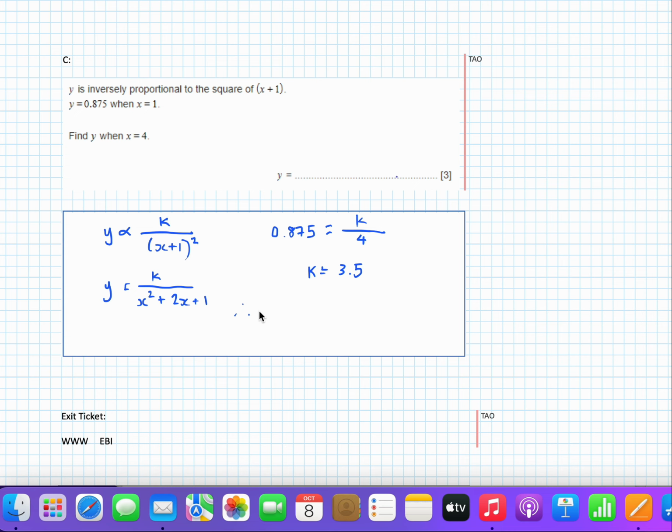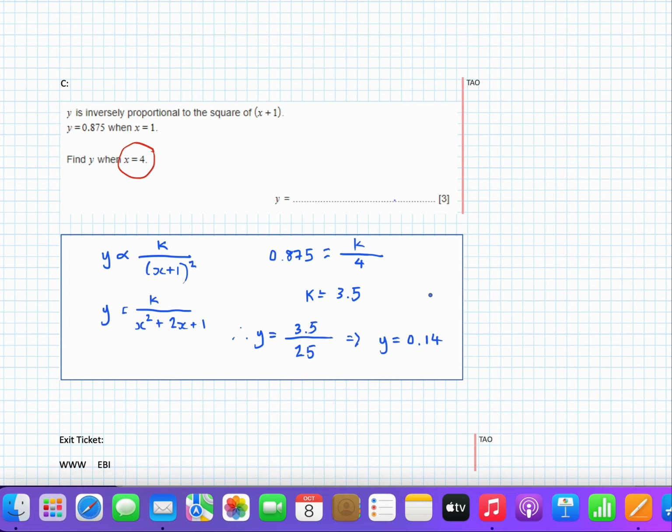Again, lastly, plug it back in again. Once you get k, you always substitute it back in. So 3.5 on top, and then just remember we have x squared plus 2x plus 1, replace that with our 4, x is equal to 4 here. So 4 squared is 16 plus 8 plus 1 is 25. And again, a calculator will do this for you. y is equal to 0 point something, 0.14.